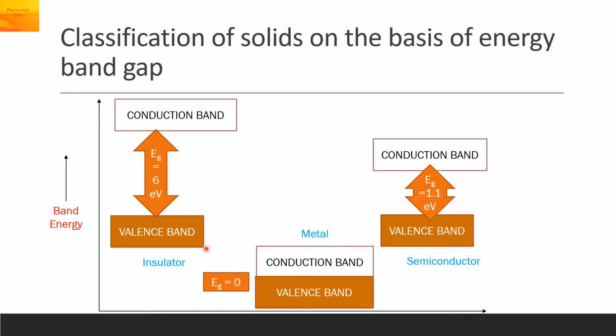In the last module, that is third module, we had seen about the different bands that are formed, that is the valence band and the conduction band, and we had also seen about the band gap. Then we had seen the classification of solids on the basis of this energy band gap. Solids can be classified into 3 types. One is the insulator, which has a very large band gap. Second is the metal, which does not have a band gap. And third is the semiconductor, which has a small band gap.